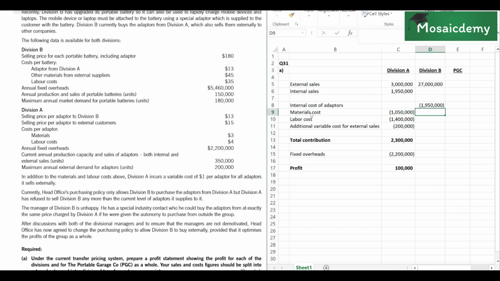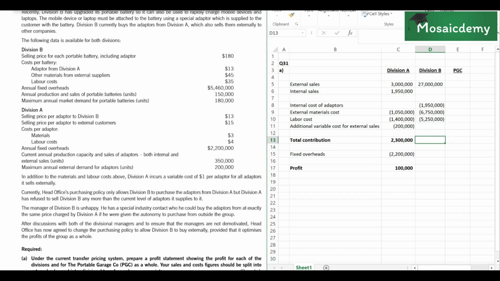The material cost from external suppliers will be $45. Okay, let's just be more explicit then, since they mentioned external suppliers. Let's call them external material cost. External materials cost, right? And this is going to be minus 45 into, again, there's 150,000 units being produced. Okay, and then the labor cost minus 35 into 150,000. Any other cost? Just a fixed cost of 5.46 million.